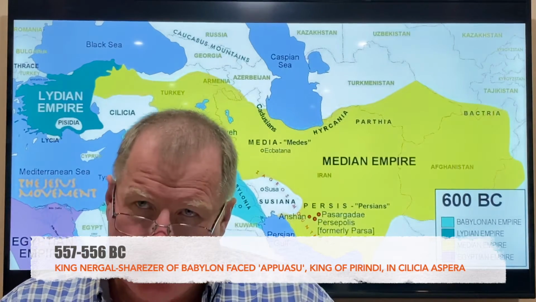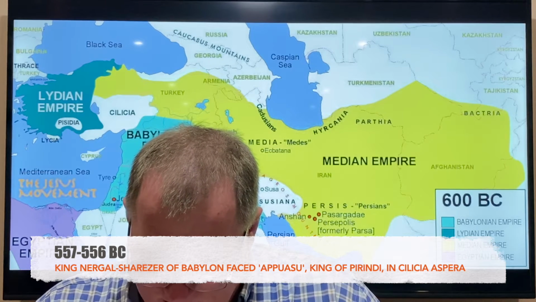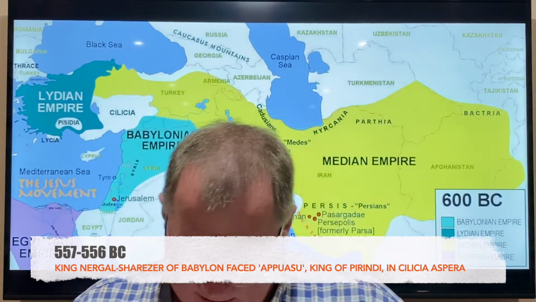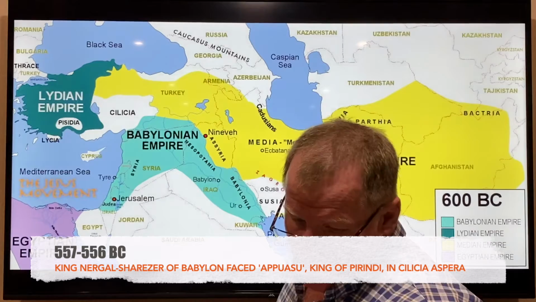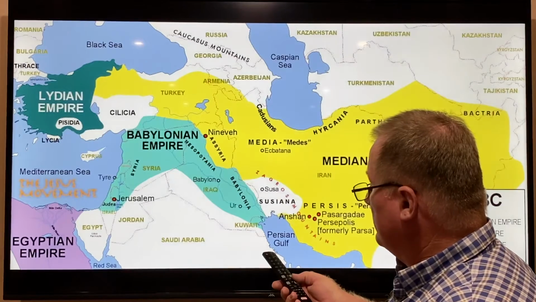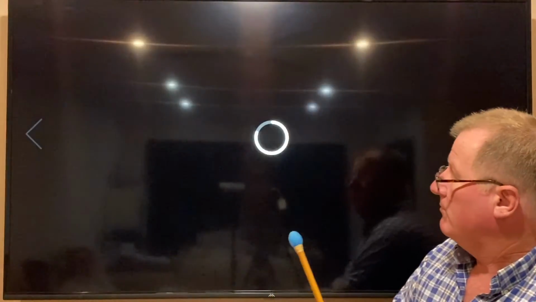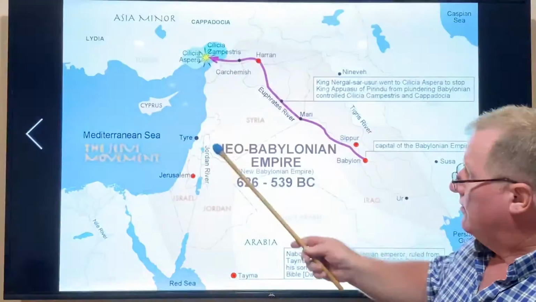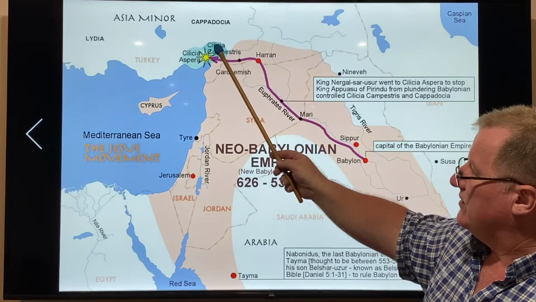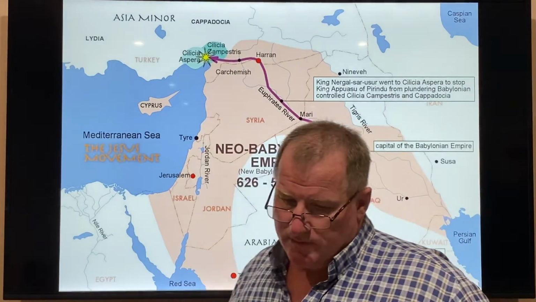Between 557 and 556 BC, King Nergal-Sharazer of Babylon faced opposition from a fellow called Apuasu, who was a king of Perindu, to his west in Cilicia Aspera. I'll just change the screen again. And so as I mention these names, this is Cilicia here. Cilicia Aspera and Cilicia Campestris. So these two locations right at the top of the Mediterranean there.